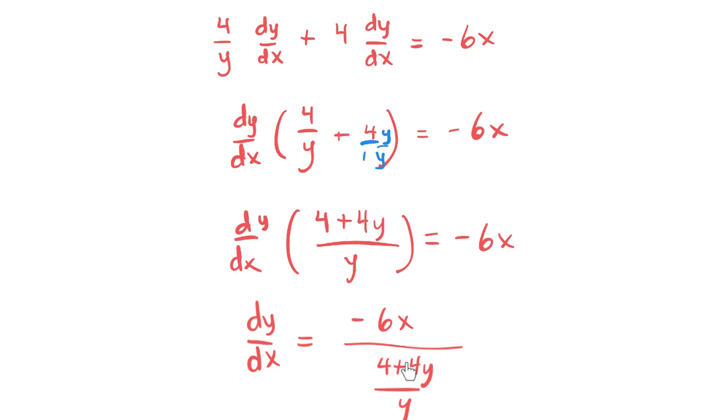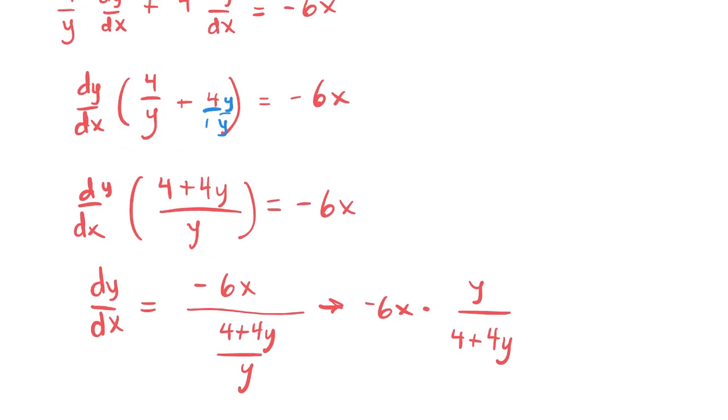Now, when you're dividing by a fraction, remember dividing by a fraction is just the same thing as multiplying by the reciprocal of this fraction. So I'm going to multiply by the reciprocal. And then multiply those two expressions together.